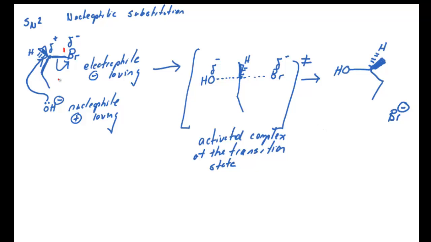The leaving group has the highest priority. Our 2-carbon chain down here has priority number 2. The CH3 up there has priority number 3, and then conveniently the lowest priority group is going back in the plane. So I think it's pretty obvious to you that you can just count 1, 2, 3, and you see that indeed this will be an R.